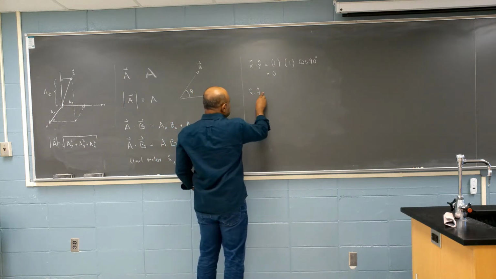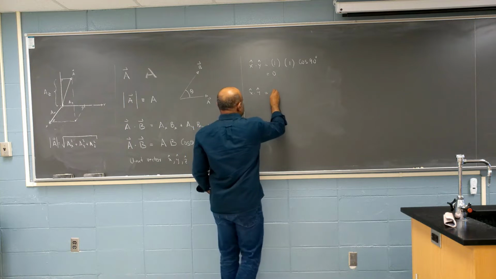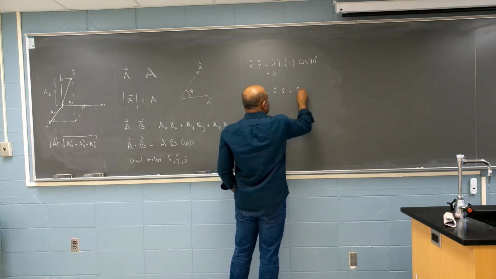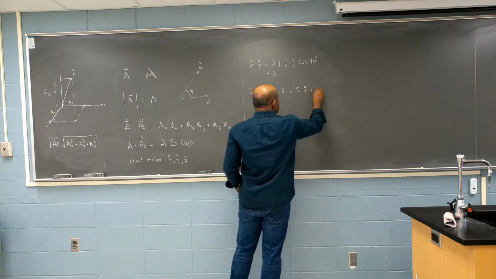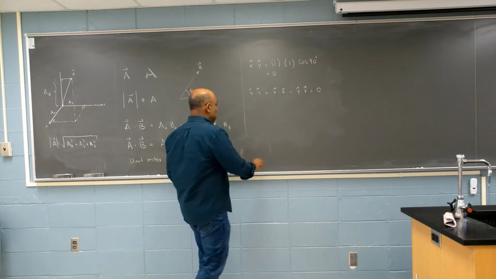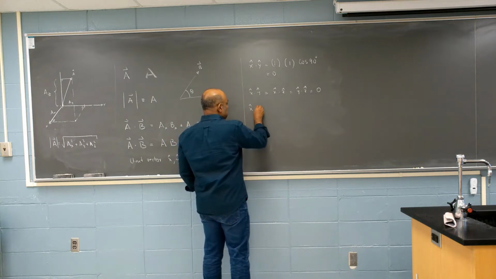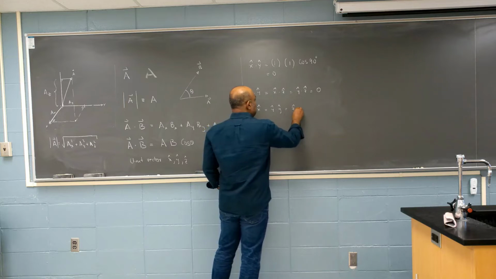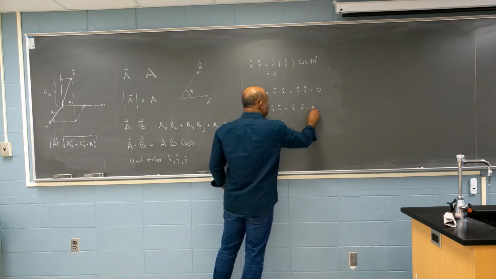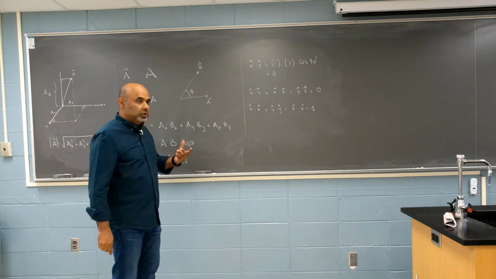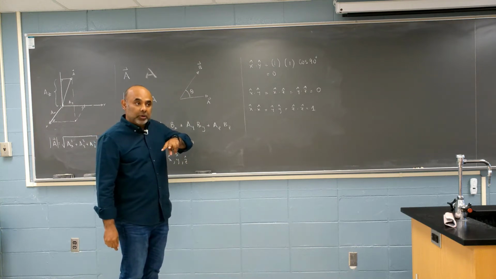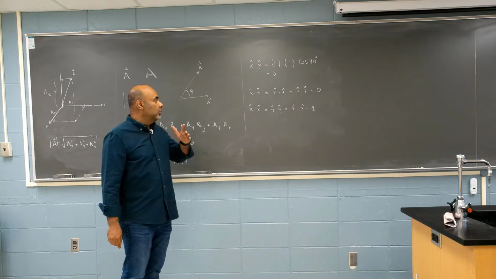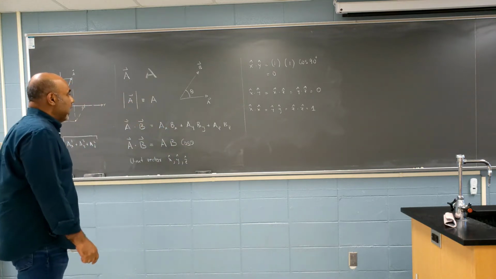So x hat dot y hat equals x hat dot z hat equals y hat dot z hat equals 0. On the other hand, x hat dot x hat equals y hat dot y hat equals z hat dot z hat equals 1. So they are referred to as an orthogonal triplet. They're unit orthogonal triplets. Okay?